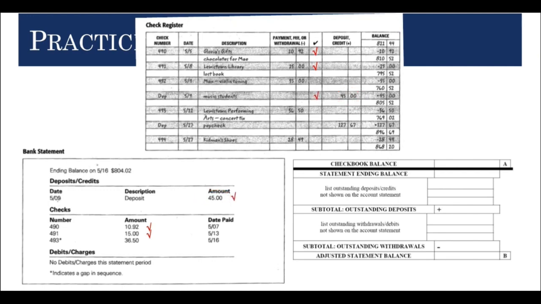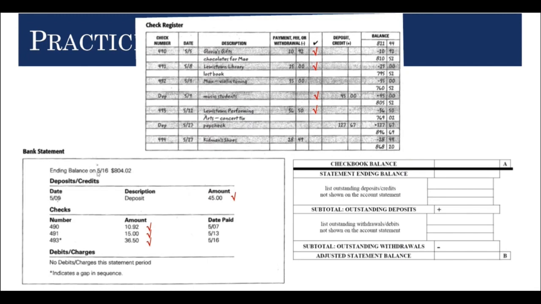Right, check 493 for 3650 is on the statement. So the bank has accounted for that, taking that money out. I can check it off. The last two transactions, a paycheck for 127.67 and a check for 28.49 are not on the bank statement. So I cannot check those off. Now, I didn't even need to look down at the specific transactions to know that these two transactions weren't going to be on there because they occurred on the 17th.